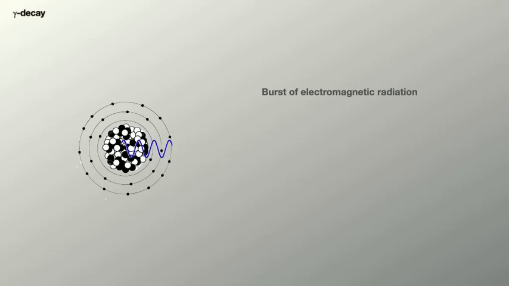Gamma decay, that's electromagnetic radiation, so no particles involved here. Just a burst of electromagnetic radiation. So that's going to have no effect on the atomic number, and it's going to have no effect on the mass number. So how do we represent these various things that we've been talking about, these various particles?